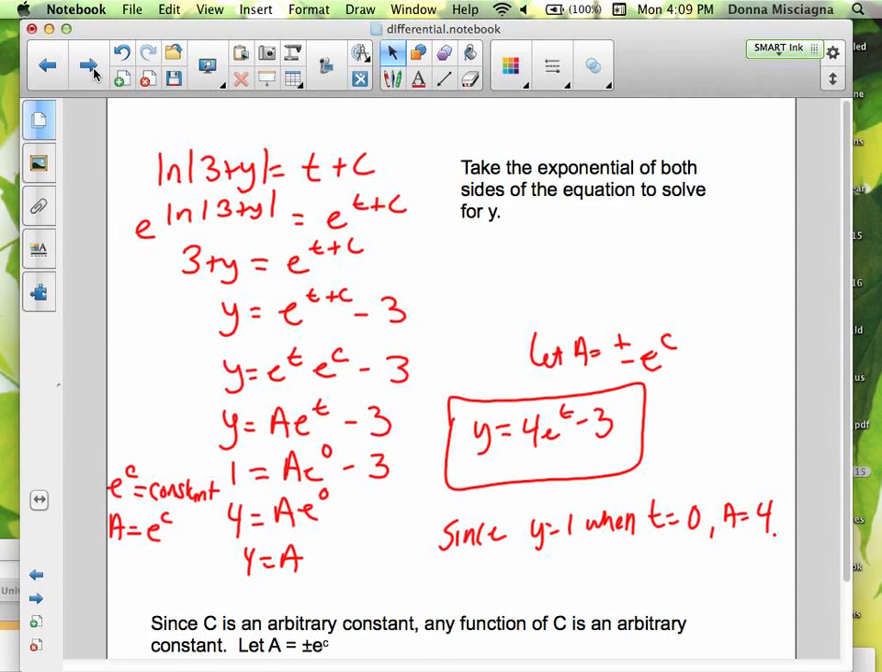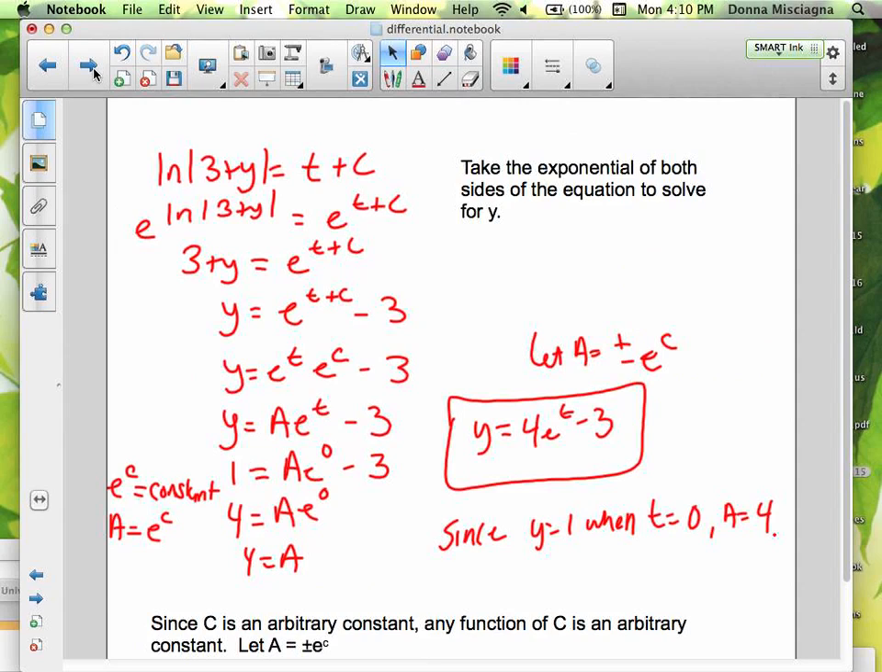All right, so I have natural log of 3 plus y equals, I just combined my c's, right? So c is an arbitrary constant, right? So we just put all our c's together here. So we have natural log of 3 plus y equals t plus c.